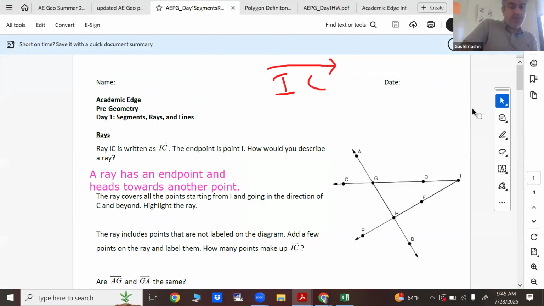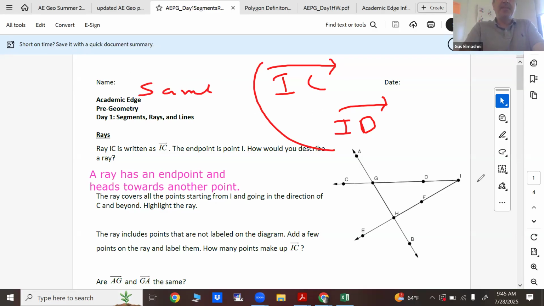So I put I first and C second for that reason, because I'm starting at I and going towards C. Now, what if I wrote ID? Let me ask this question. Are those the same thing? Why or why not? Did they both start in the same place? Did they both go in the same direction? They're the same. Yeah, these are the same actually.